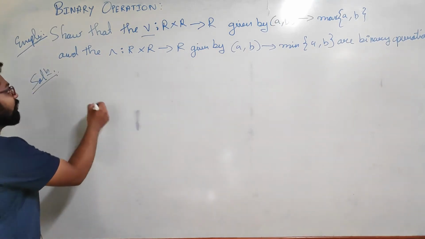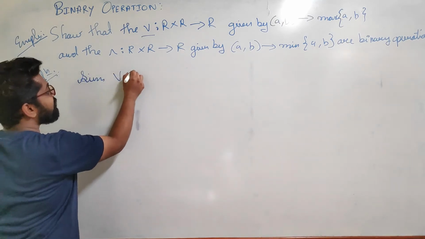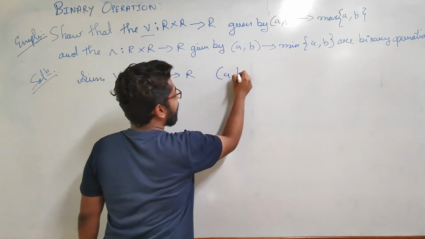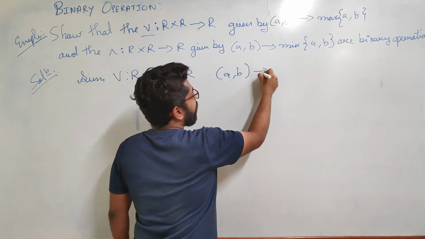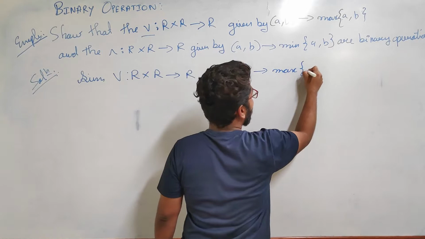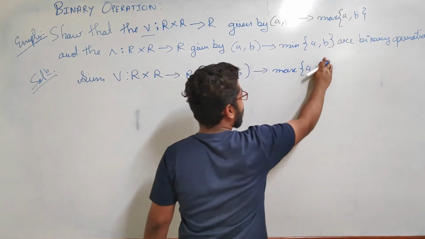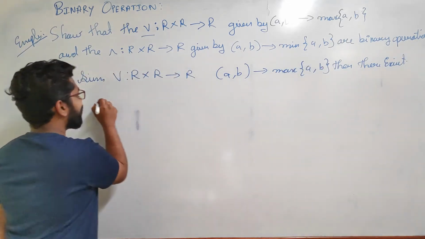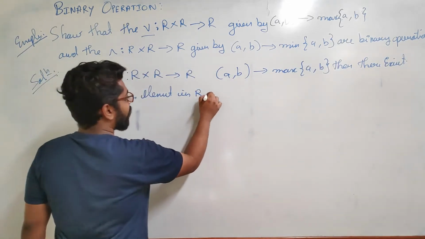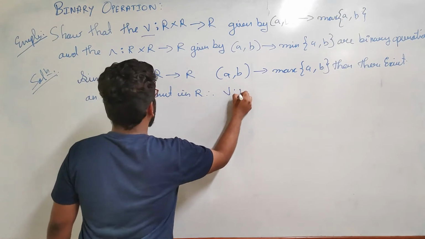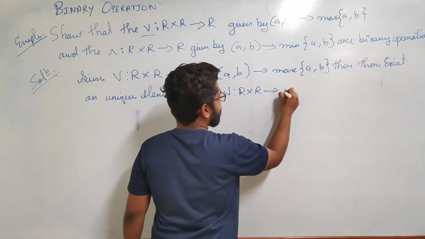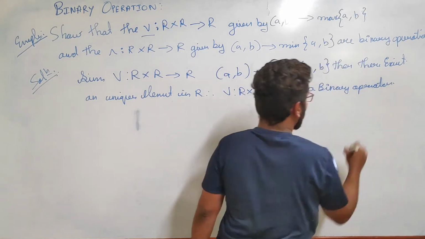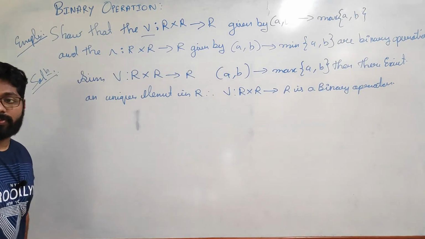Okay, so therefore since V is mapping from R cross R to R, given by a comma b is maximum of a comma b, there exists a unique element in R. Therefore V mapping R cross R to R is a binary operation.